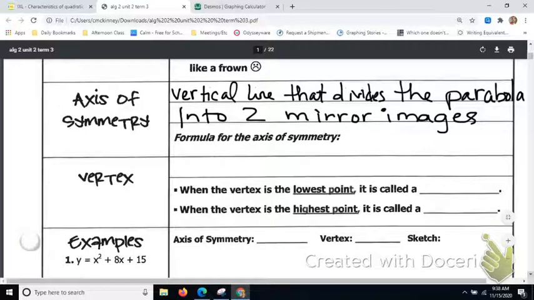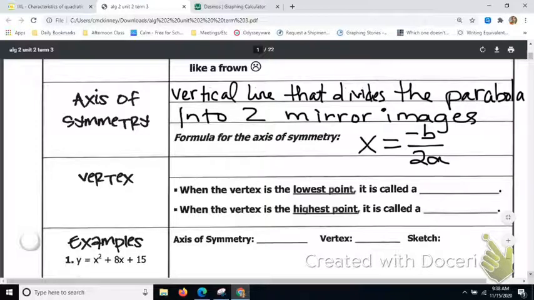Now, when we are in standard form, there is a formula that allows us to find the axis of symmetry. And that formula is x is equal to negative b over 2a. Negative b over 2a. So we take the opposite of b, and then we divide it by 2 times a. So think of the one I just showed you, and I said the axis of symmetry was 1.5.